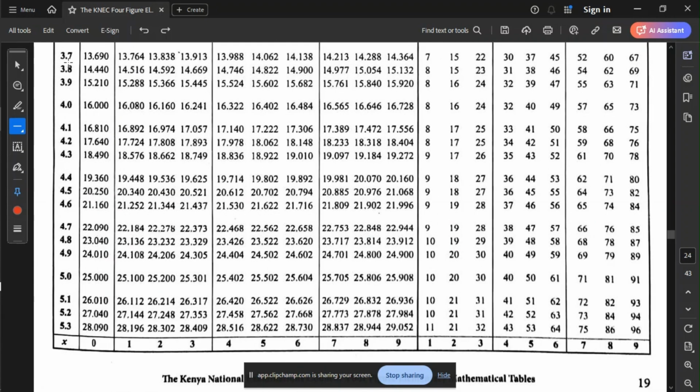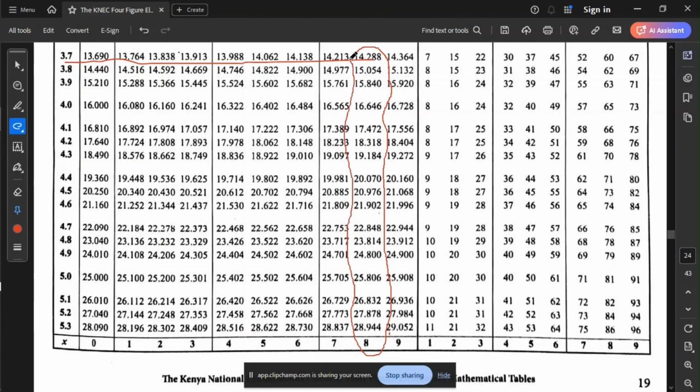3.78. 3.7. Then I go where you have 8. 8 is here. Then 3.7. I hope I'll be able. Let me draw a line here. 3.7. This one should be a straight line. 3.7. Then 8 is somewhere here in this column. So like that. This one is 8.